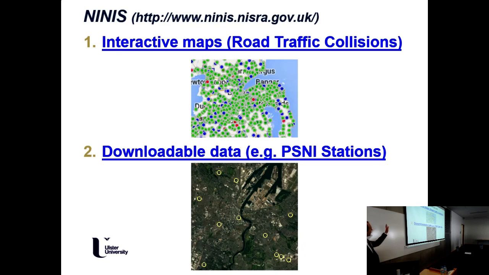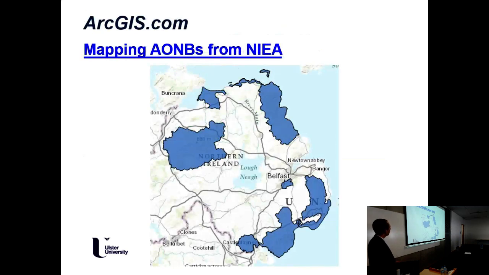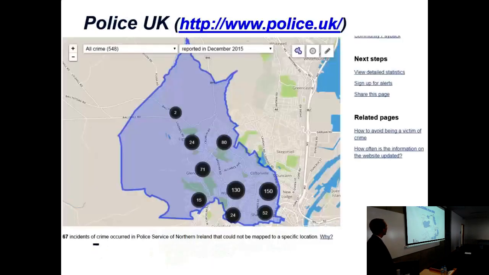But there's road traffic stuff, loads of interactive maps in Ninus. How many of you know Ninus? Yeah, loads of you. Downloadable data. AONBs, ASSIs, you can map all this for free in about 5 minutes.